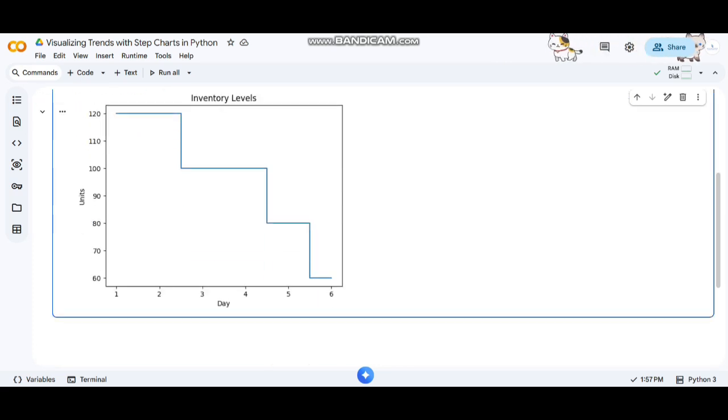Now let's understand the plot. The horizontal sections show periods where the inventory remains unchanged, and on the other hand, the vertical jumps indicate when the inventory level changes. Unlike a line chart, the step chart clearly shows that values remain constant until the next update. This makes it ideal for visualizing discrete changes over time.